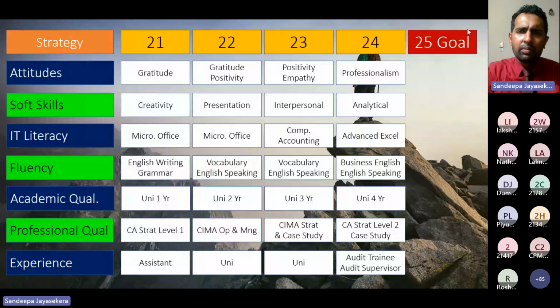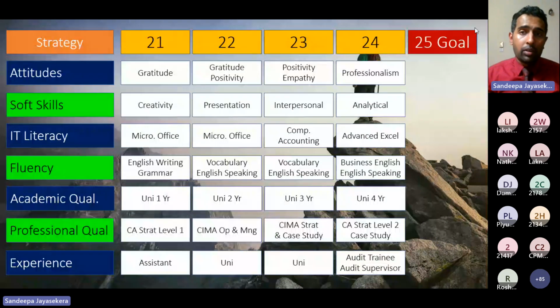Then finally, by the age of 23, in terms of attitudes, I was able to develop a kind of professionalism, and I was developing my analytical skills, right? I started speaking English much better. I improved day by day, and I completed my CA and other professional qualifications.